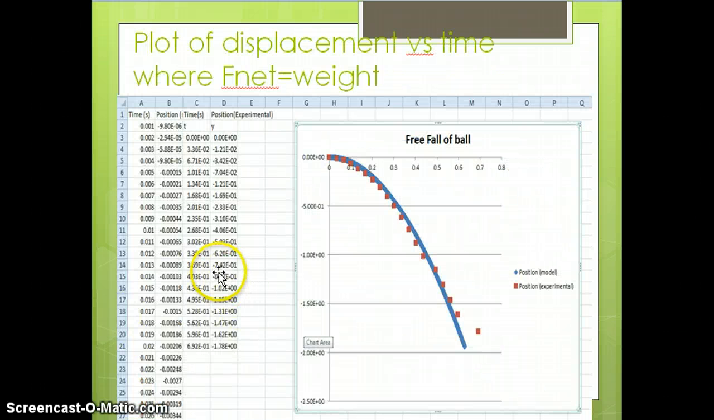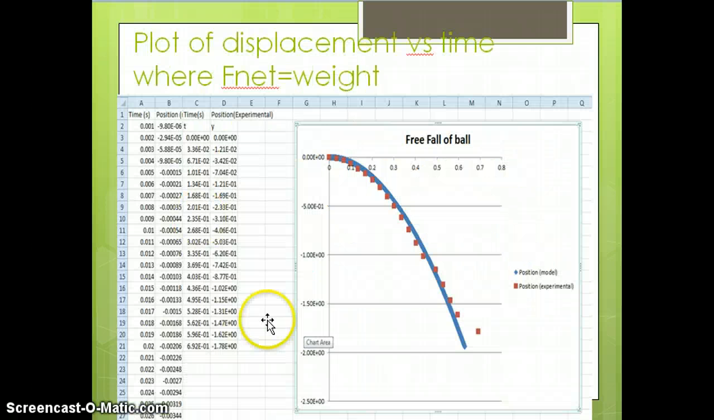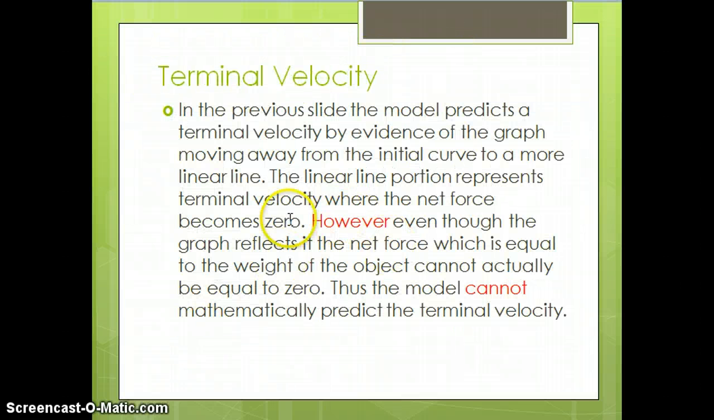When we plotted our model against our experimental values obtained in Tracker, we see that the graphs match closely, where the red represents the experimental data and the blue represents the data from the model. In the previous slide, the model appears to predict a terminal velocity, by evidence of the graph moving away from the initial curve to a more linear line. The linear portion represents terminal velocity, where the net force becomes zero.